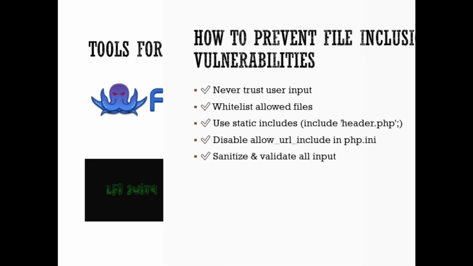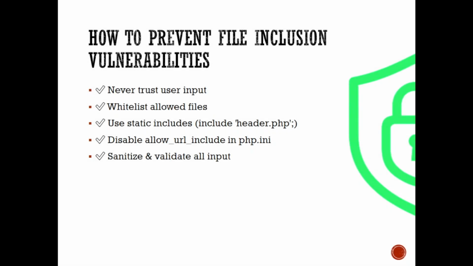How to prevent file inclusion vulnerabilities. Never trust user input. Whitelist allowed files. Use static includes, include 'header.php'. Disable allow_url_include in php.ini. Sanitize and validate all input. Fun fact: LFI to RCE is often possible by uploading a file, poisoning server logs, or including temp files, so always check if LFI can be chained into something worse.